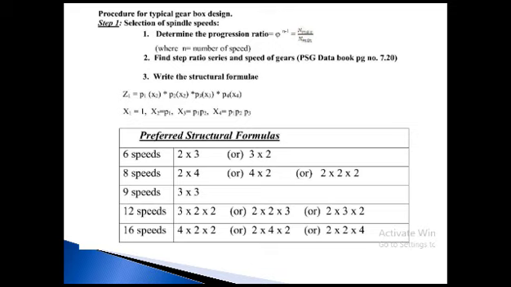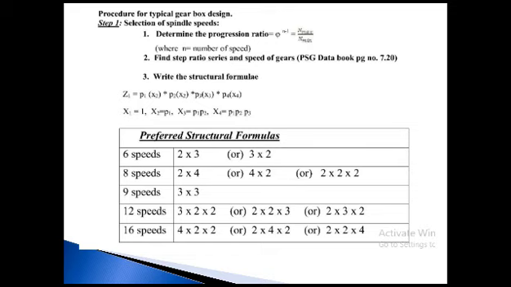With the help of the given data, we can find the maximum and the minimum speed that the gearbox can transmit. Using that, you can find the progression ratio. After finding the progression ratio, use the PSG design data book page number here, and we can find the series of speeds the gearbox can transmit. After finding the speeds, you have to write the structural formula. In writing the structural formula, you can see that Z equals P1 X1, P2 X2, P3 X3.